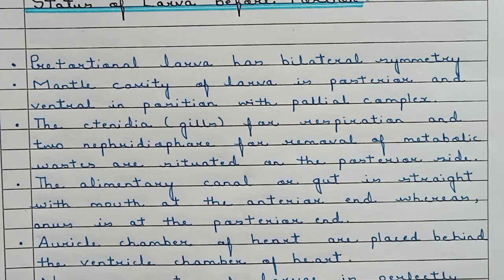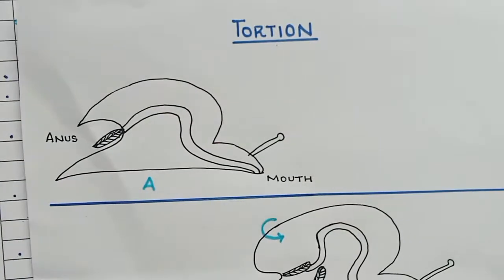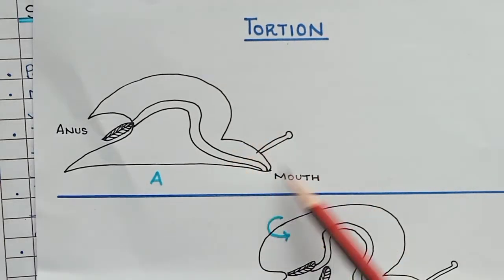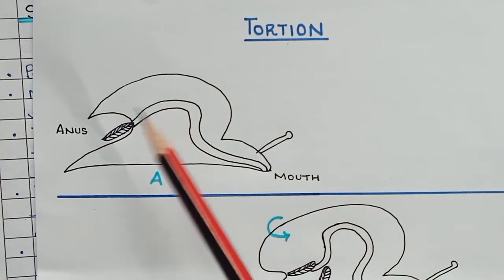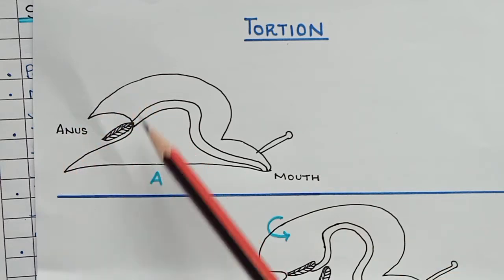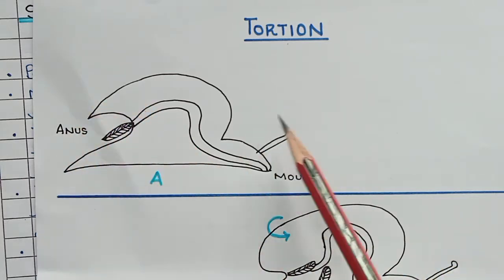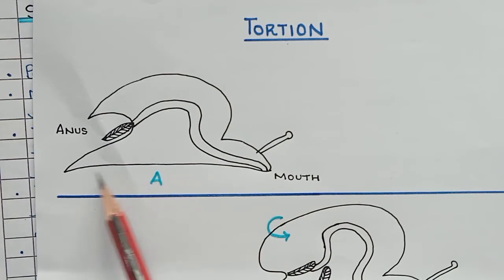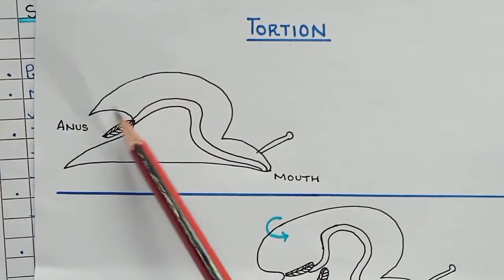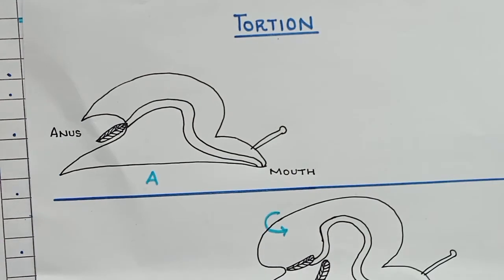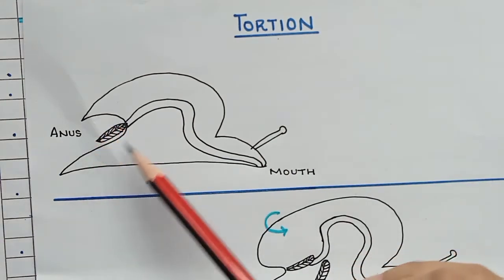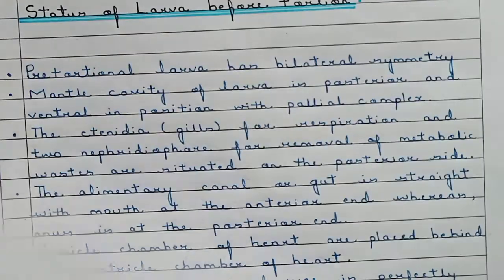If you do not understand what the posterior side is, let me explain. In this diagram I've drawn, this is the anterior and this is the posterior. This is the head region of the mollusk, and this is the posterior side. This is the head, this is the foot, this is the mantle cavity. So the nephridiophore and gills are present on the posterior side.